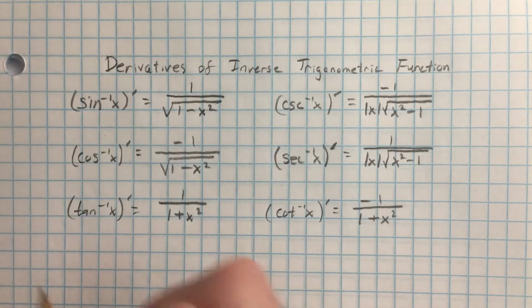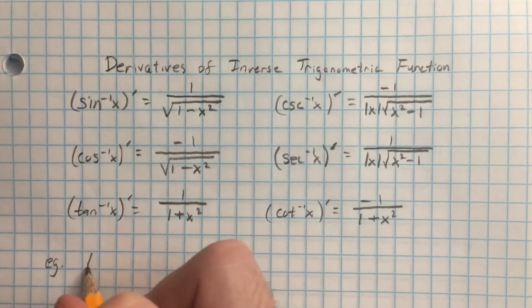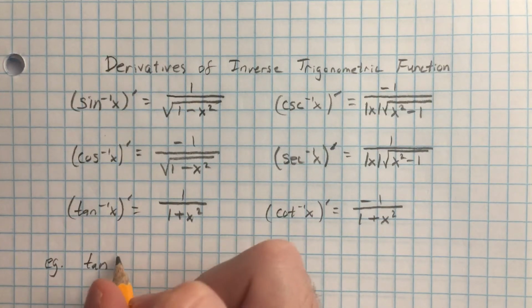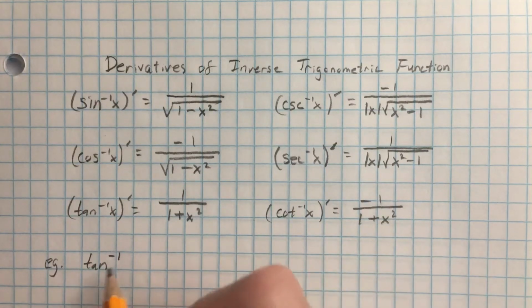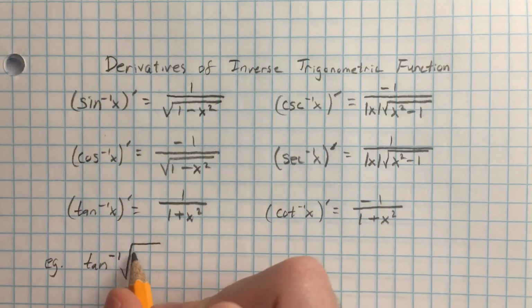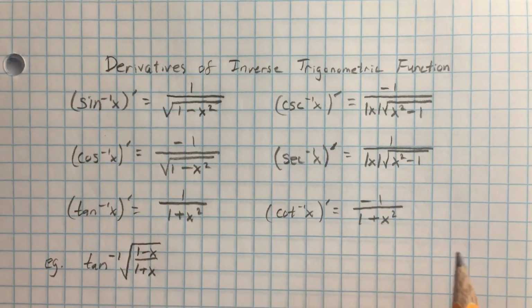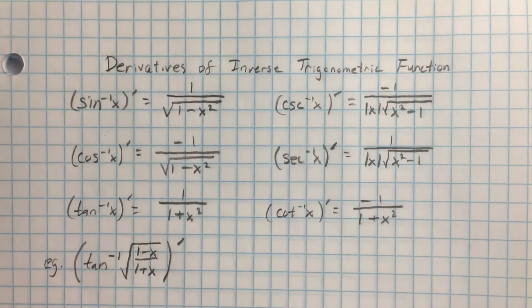I'll do a small example here. Maybe something like tan inverse of, I don't know, make up something interesting. Square root of 1 minus x over 1 plus x, something like that. Okay. We'll find that derivative.